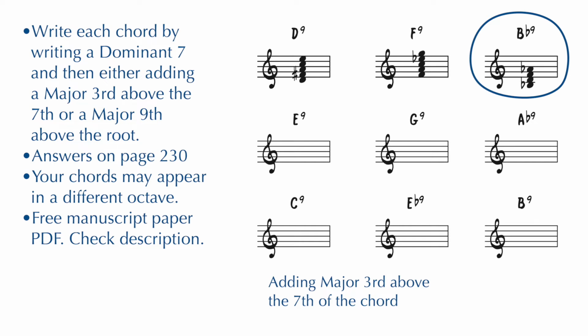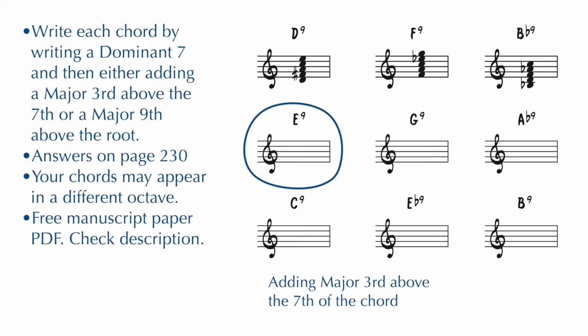Number 3, B flat 9. First write a B flat 7 chord. That's going to be B flat, D, F, and A flat. Then we add a major third above the 7th of the chord. The 7th is A flat. A major third above that is C. Stack those notes all together. We have B flat, D, F, A flat, and C, or B flat 9.